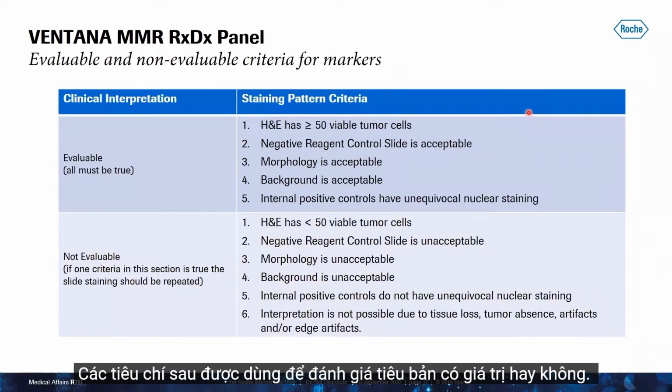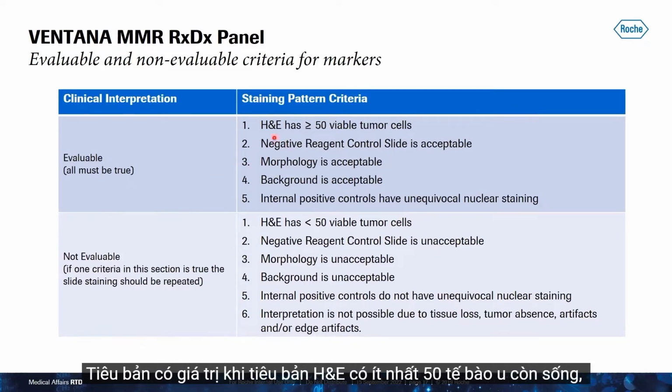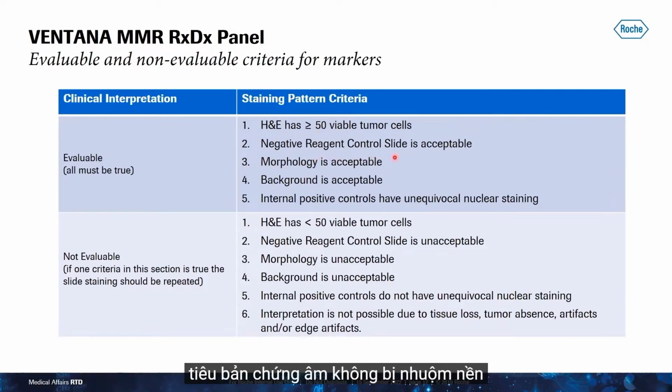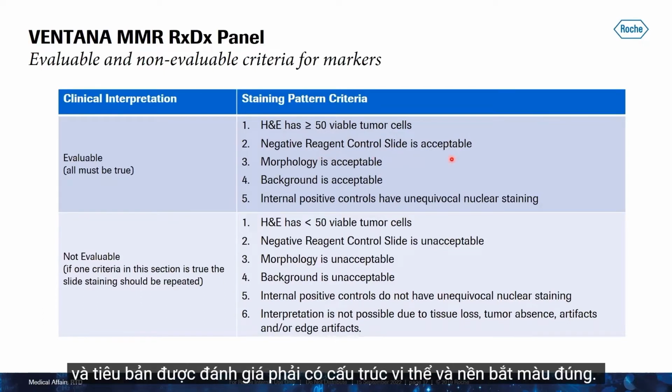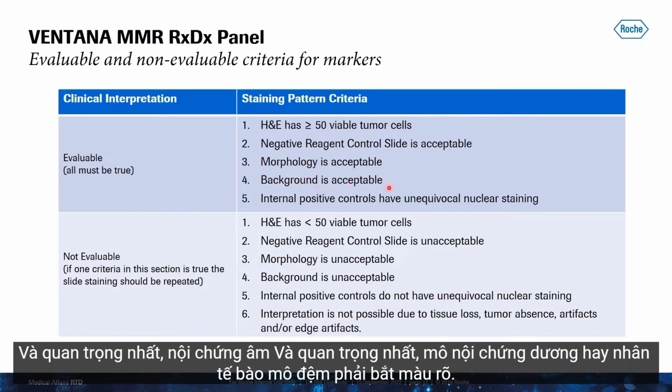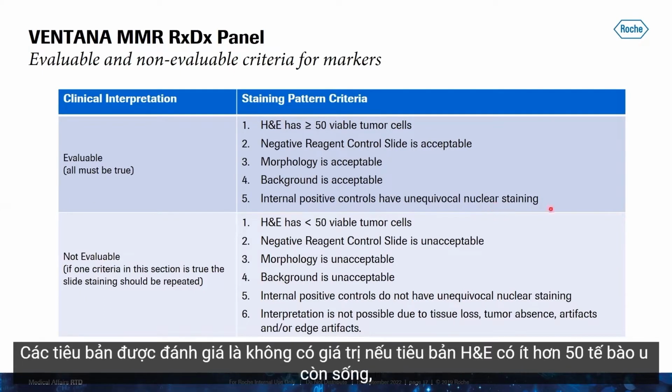Whether or not the slide is evaluable or non-evaluable, the following criteria are to be observed. It is evaluable if the H&E shows at least 50 viable tumor cells. The negative reagent control slide should not show any background staining, and it has to be acceptable in appearance. Morphology and background are acceptable. And most importantly, the internal positive controls or the stromal cell nuclei must have unequivocal staining.